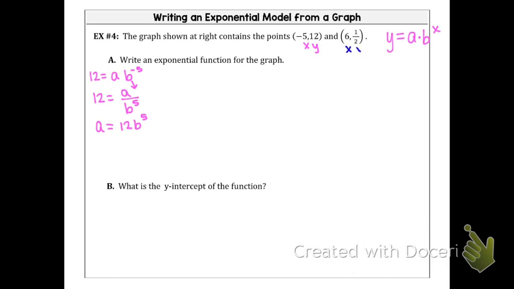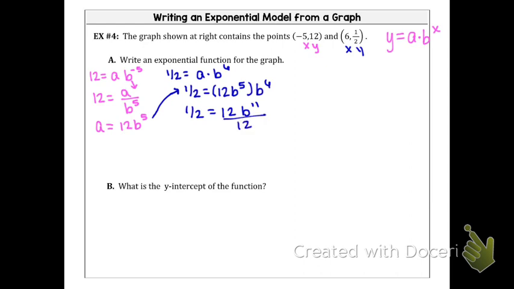Now I'm going to do the same thing to the second point. So I know that my y is 1/2 equals a times b to the x, which is 6. But I know what a is now because of the first equation, so I'm going to plug that in. So I have 1/2 equals a, which is 12b to the 5th, times b to the 6th. So 1/2 equals 12b to the 11th, because when you multiply, you add the exponents. So now let's solve for b.